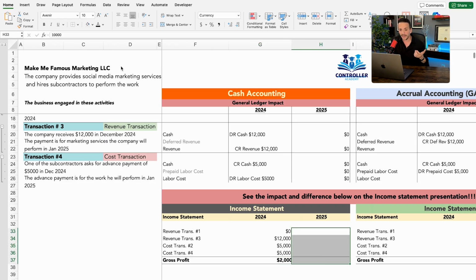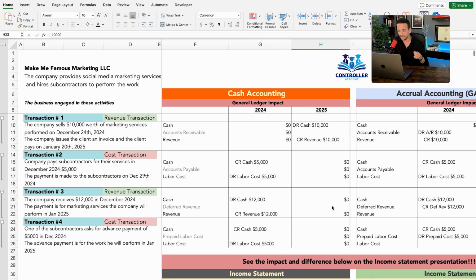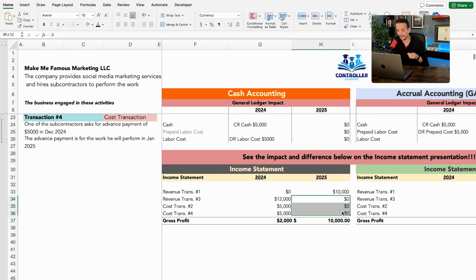When it comes to 2025, we recorded 10 grand for revenue for the first transaction because the cash came in 2025. Again, economically incorrect because the cash came in 2025, but the revenue was earned in 2024. But because we're following the cash, we recorded it this way. No impact on the income statement for the following 3 transactions under the cash accounting method because there was no cash being spent in 2025 for these transactions. It all got recorded in 2024. So you can see that under the cash accounting method, gross profit was $2,000 in 2024 and $10,000 in 2025.